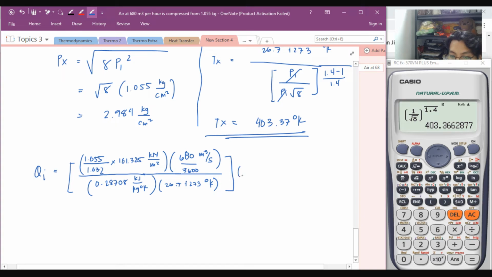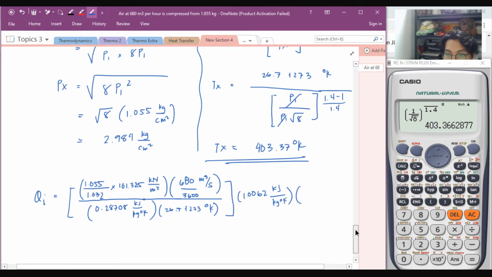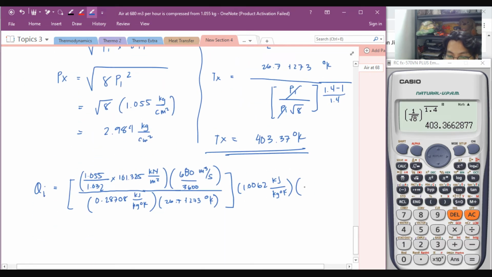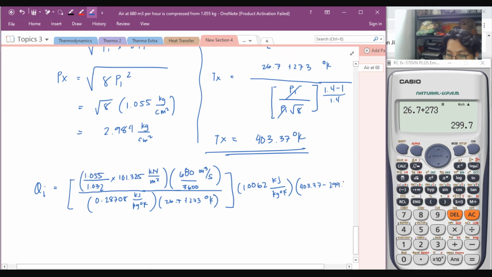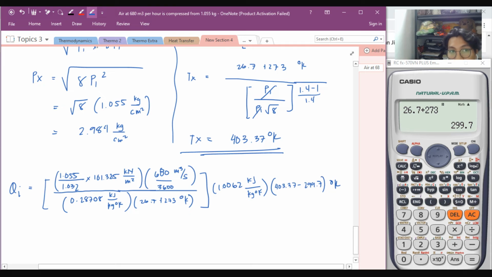May M na tayo. Cp of air, that is 1.0062 kilojoule per kilogram degree Kelvin. Tapos yung temperature change, Tx minus T1. So, 403.37 minus 26.7 plus 273. The answer is 299.7 degree Kelvin. Cancel all the same units. Itong kilonewton, meter squared, meter, may matitira ditong isa. Kilojoule, kilogram, Kelvin, Kelvin. Ang tira kilonewton meter second, that is kilowatts.